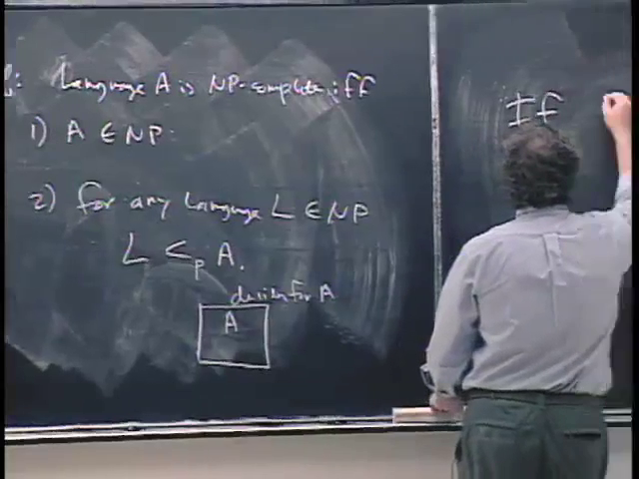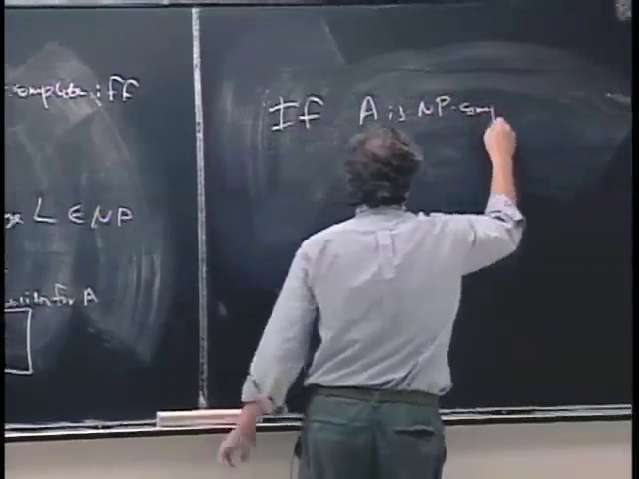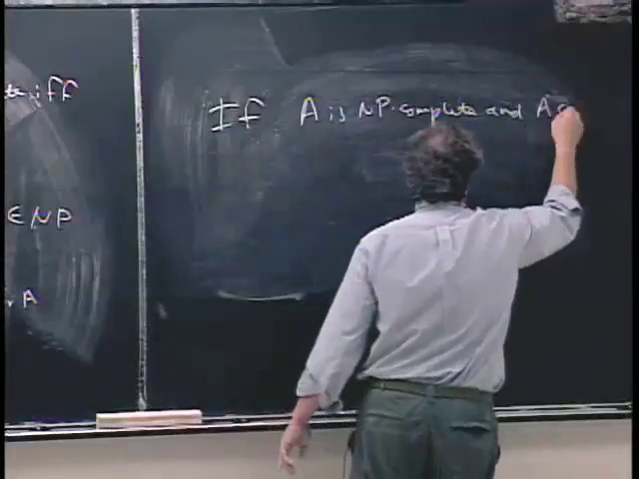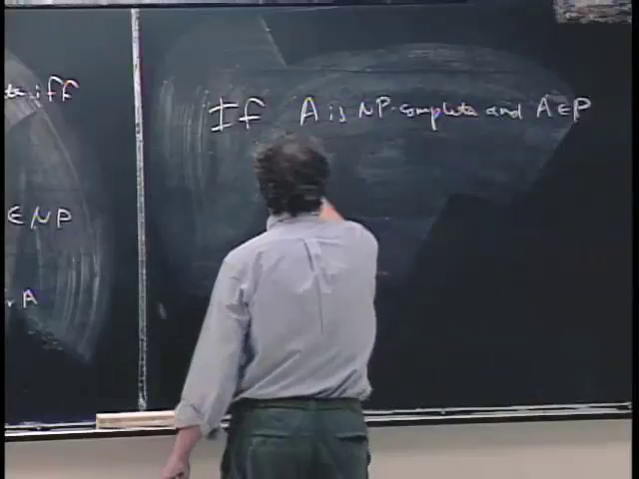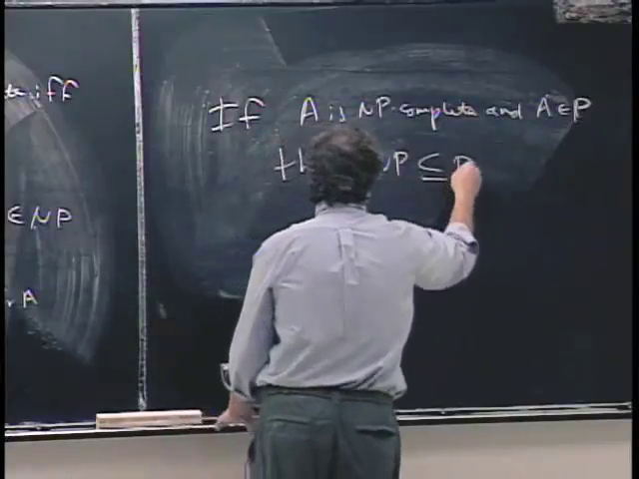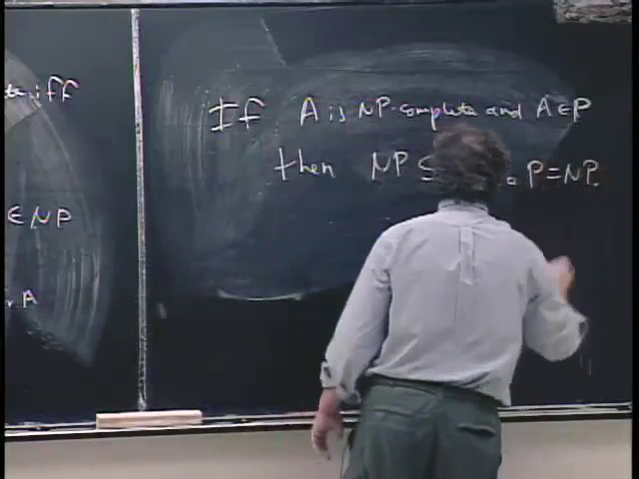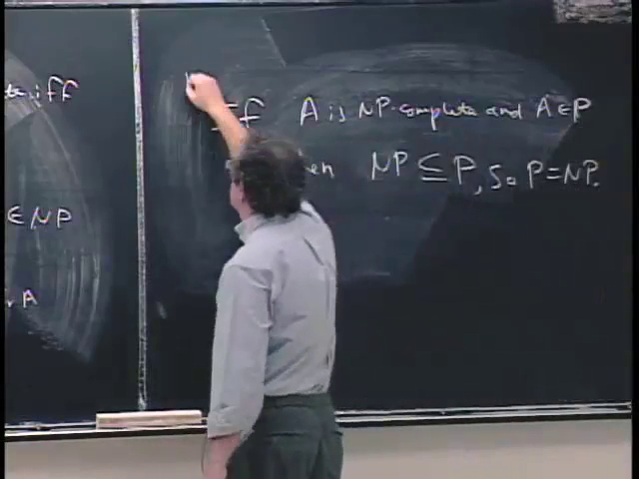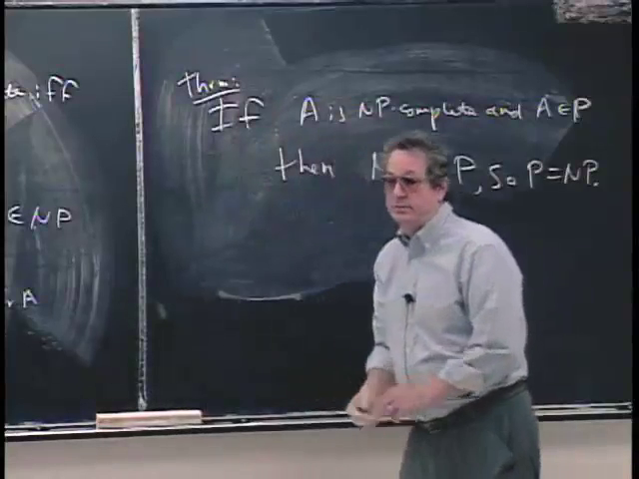If A is NP-complete and A is contained in P, then NP is contained in P. So P equals NP. Okay, this is a theorem. It's a theorem based on just these definitions.